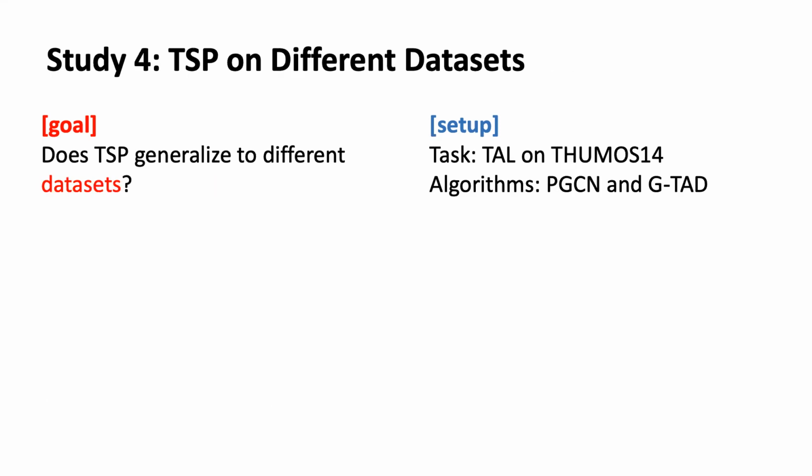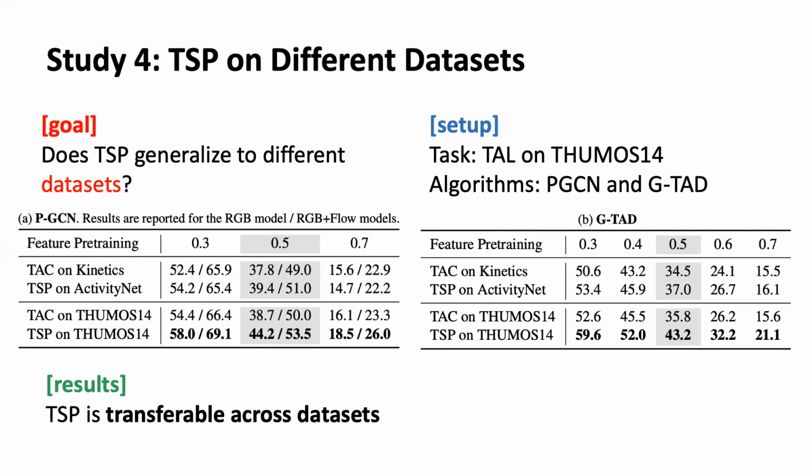In study 4, we examine if TSP features transfer across datasets. Specifically, we pre-train on ActivityNet and pre-train on THUMOS14. We test the resulting features on the THUMOS14 TAL task using PGCN and GTAD. We observe that TSP on THUMOS14 outperforms TAC baselines. Interestingly, TSP on ActivityNet outperforms TAC on Kinetics. This shows that TSP is transferable across datasets.